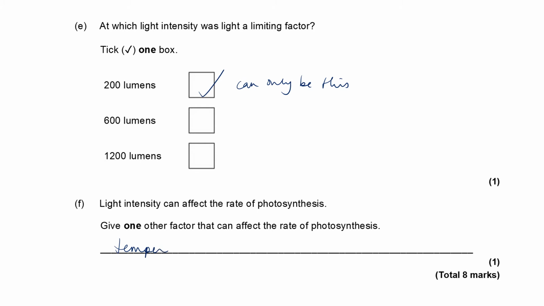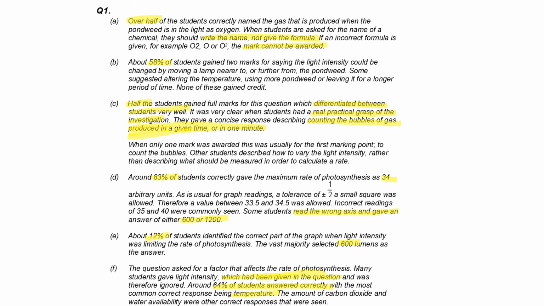For part F, light intensity affects the rate of photosynthesis. It says give one other factor that can affect the rate of photosynthesis. The first thing that came to my mind was temperature. It could also have been carbon dioxide concentration, but I write down the first thing that comes to mind. As you can see for these questions, I'm getting them all right. So now let's look at the examiner's report.